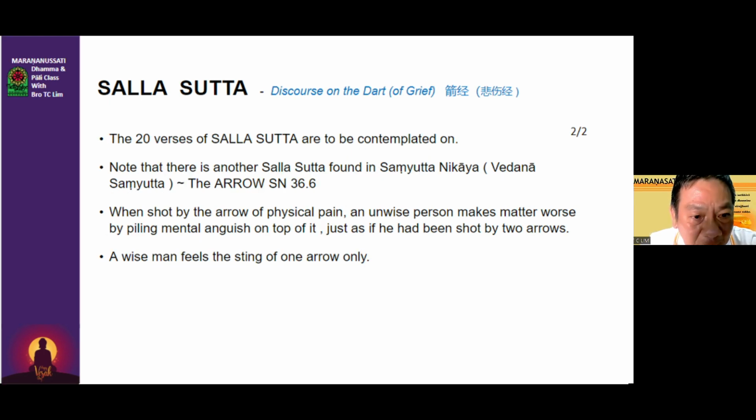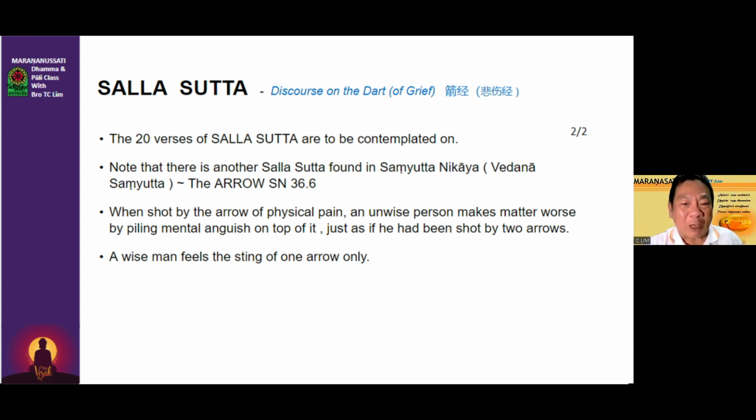Next. The 20 verses of this Salla Sutta are to be contemplated on. That's what the Buddha advises. Contemplate. There are 20 verses, 20 stanzas. Note that there's another Salla Sutta, having the same name, found in the Samyutta Nikaya. Sometimes they call it the Vedana Samyutta, the arrow. Samyutta Nikaya 36.6.